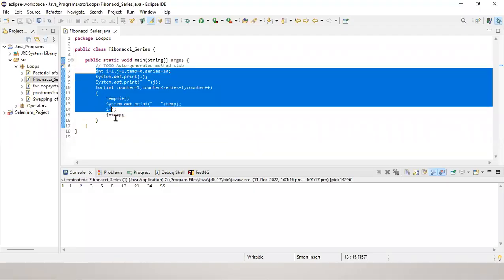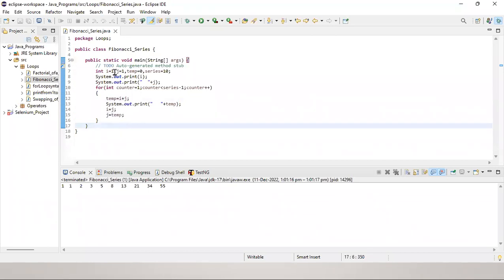I have written the same code here: integer I equals 1, j equals 1, temporary equals 0, and the series I wanted to print is 10 numbers overall, starting from 1, 1, 2, in the form of Fibonacci. First I am printing I and then j, then the loop starts from 1 and runs while less than series minus 1. If I use less than or equal to here, it will go 9 times, and that's where we use series minus 2. Both are the same. Obviously the loop has to iterate 8 times.